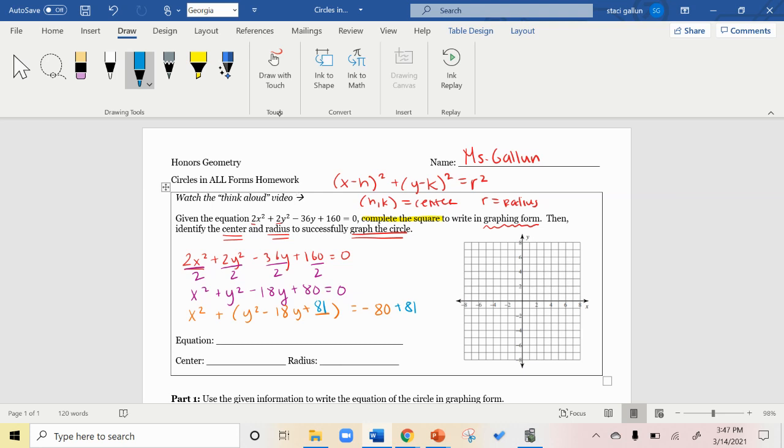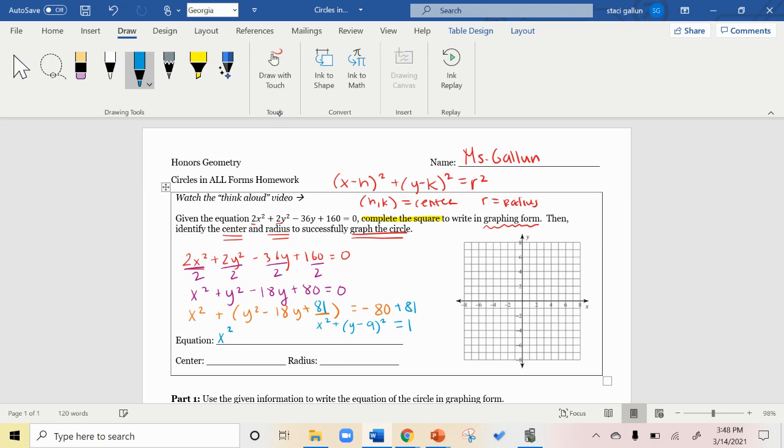Oh, yeah. Okay, oh no, I'm almost running out of room. x squared plus (y minus 9) squared. I factored it. It's nice when I can factor and it's a perfect square. I guess that's the point of completing the square, though. Equals negative 80 plus 81, which is 1.